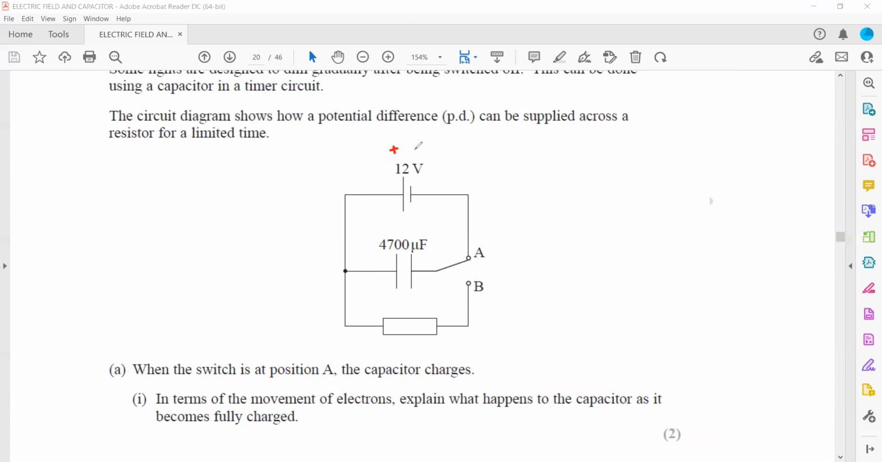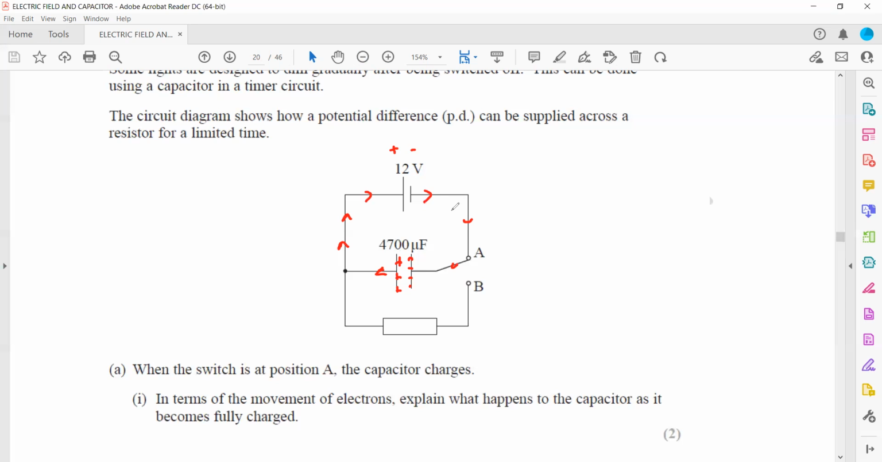The basic idea is that from the negative terminal, electrons will come out and they will stop here. The positive terminal of the battery will attract electrons, removing them from the plate, so it will be positively charged. So the electrons moved from one plate to the other. In the question they're asking, in terms of movement of electrons, explain what happens to the capacitor as it becomes fully charged.